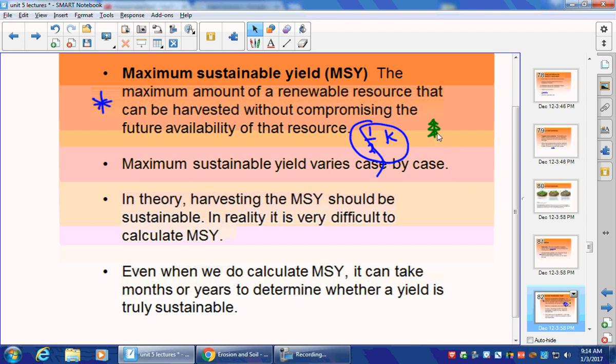It's really hard to tell because human populations change over a very long period of time, right? And you know that if everybody stopped having children today, it might take 20 to 30 years to see a decrease in the population growth. So establishing what half of carrying capacity is very difficult. This is a very, very difficult task to be able to carry out, right? So it can take months or years to determine whether a yield is truly sustainable.